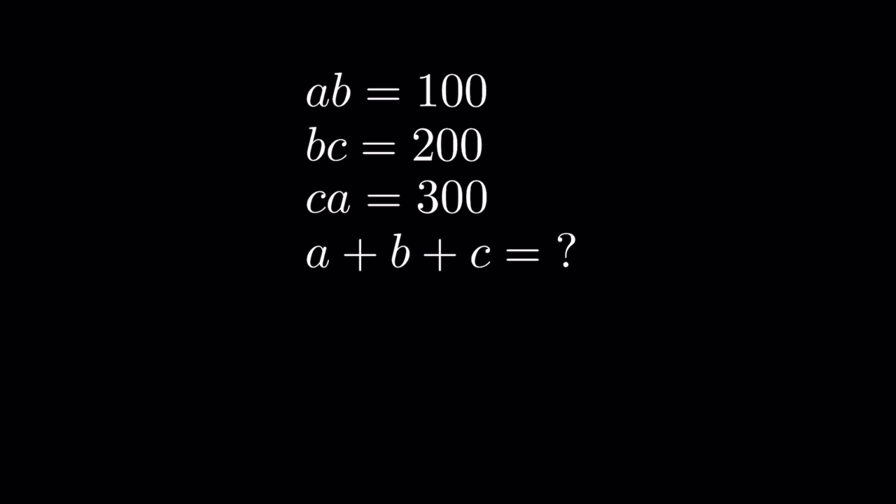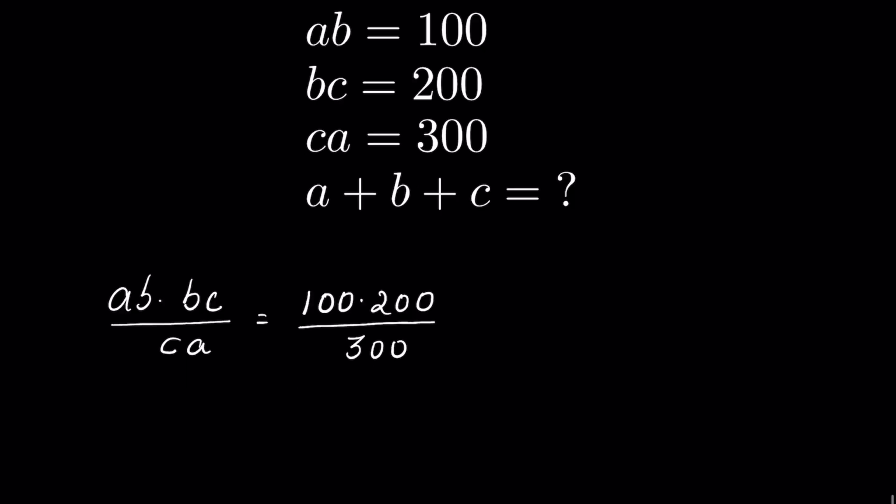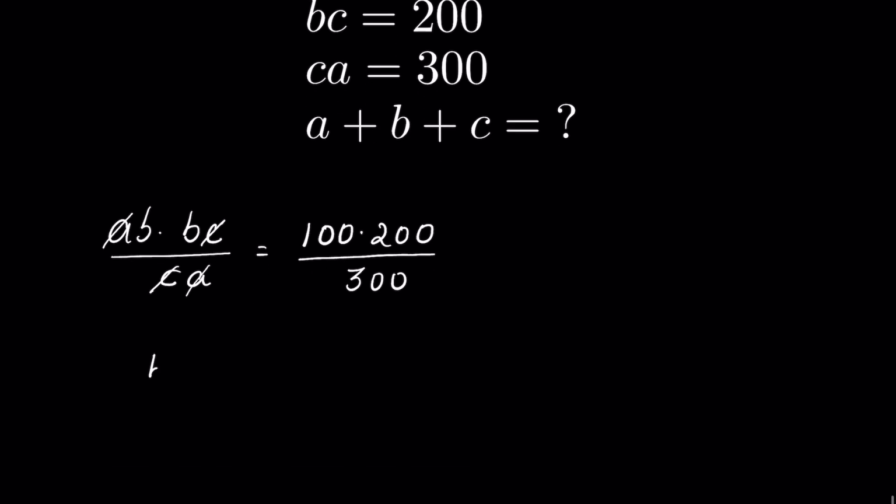So if we multiply AB times BC and then divide it by CA, then we have 100 times 200 upon 300. Now here we can cancel this A and this A and this C and this C. So we get B square is equal to 200 upon 3.